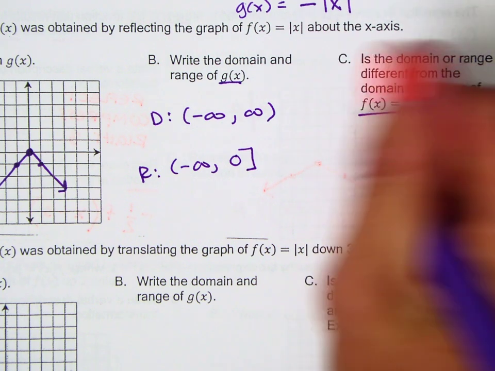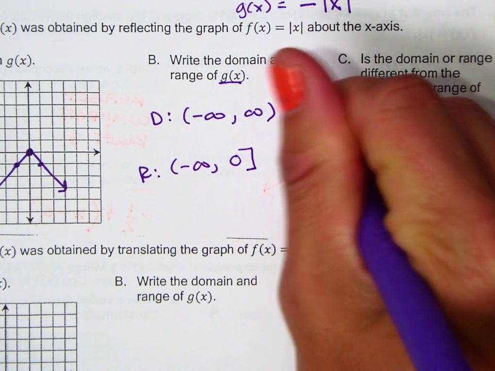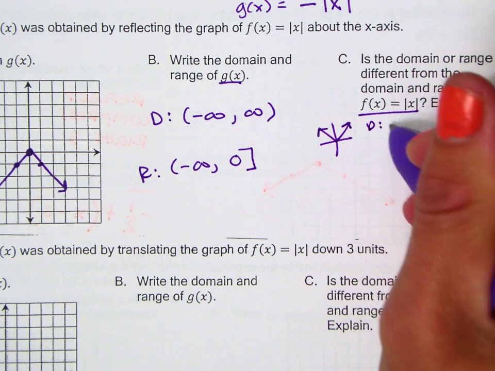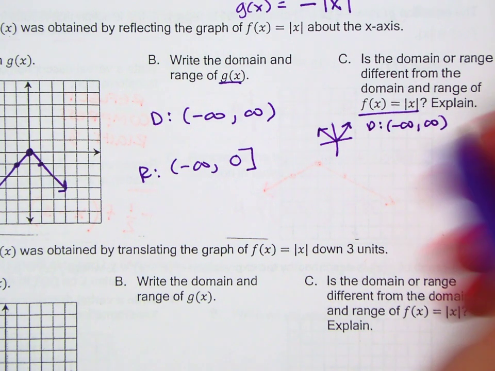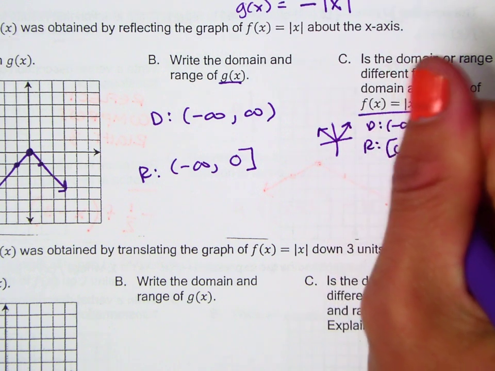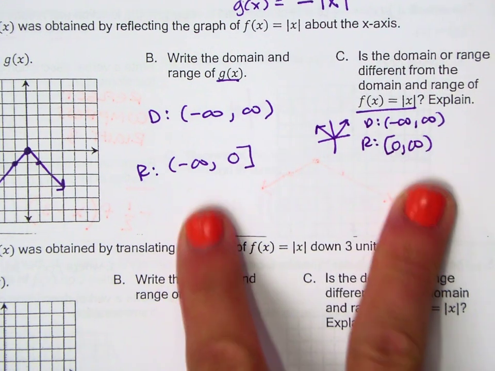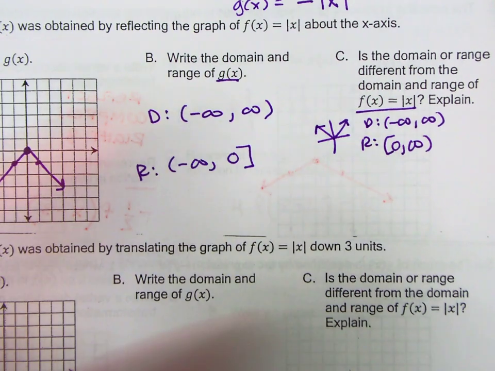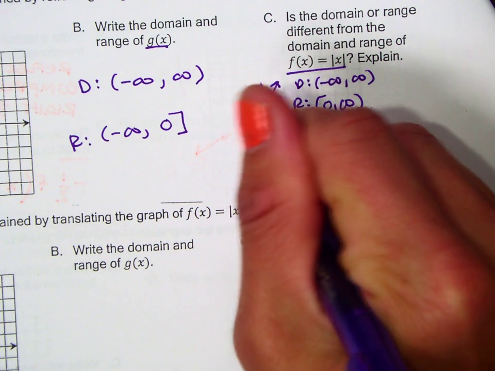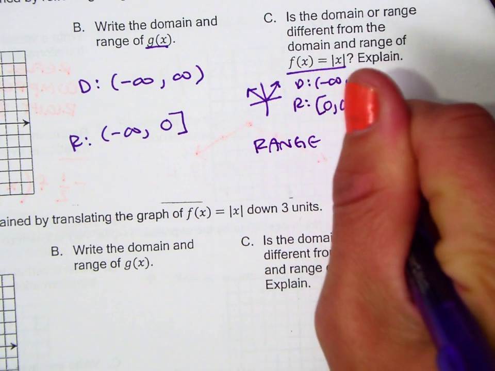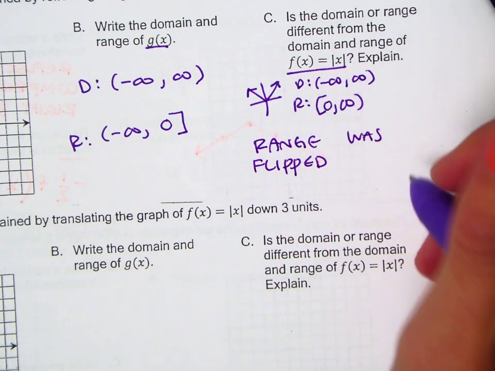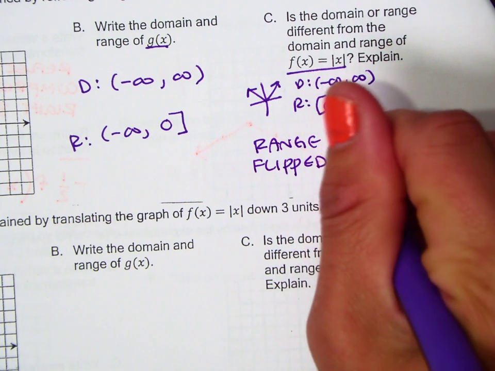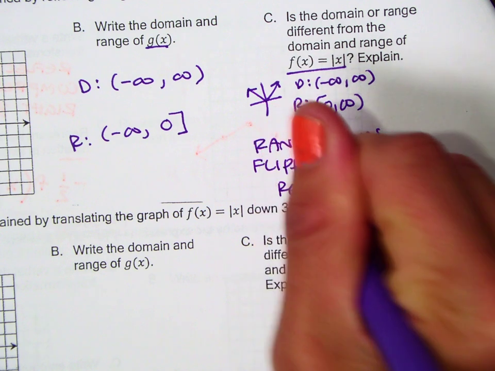Remember your parent function from the other page. Looks like that. Your domain, left, right forever, left forever, right forever. And then your range on this one went down to 0 and up to infinity. So these guys look really similar, but if you notice, your range was flipped just like your graph was flipped. And so that's what I'm going to write. So range was flipped because it's being reflected.